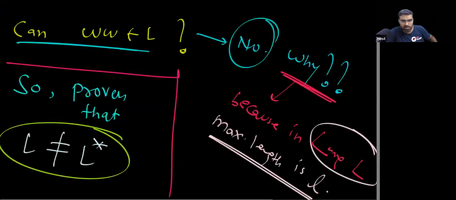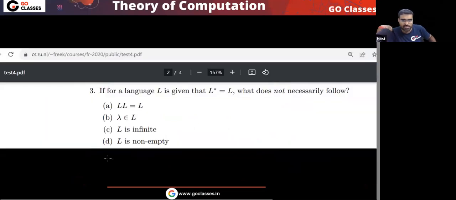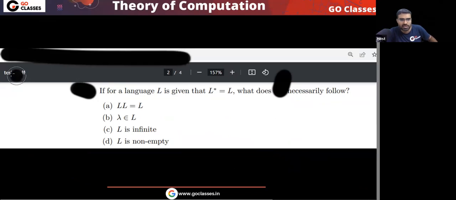In this question we have done the complete analysis. In the same question, if I create one more option, for example, what will necessarily follow? Let's assume I ask you what necessarily follows. Basically, I am asking a variation.